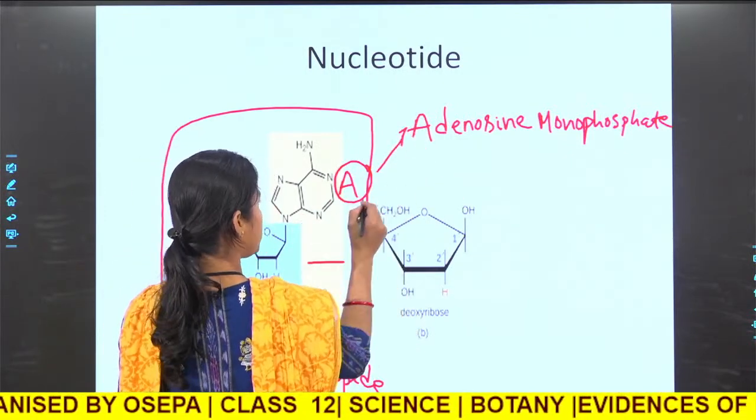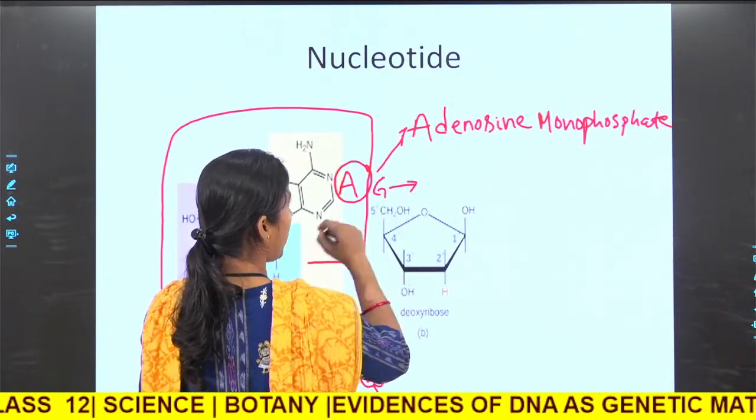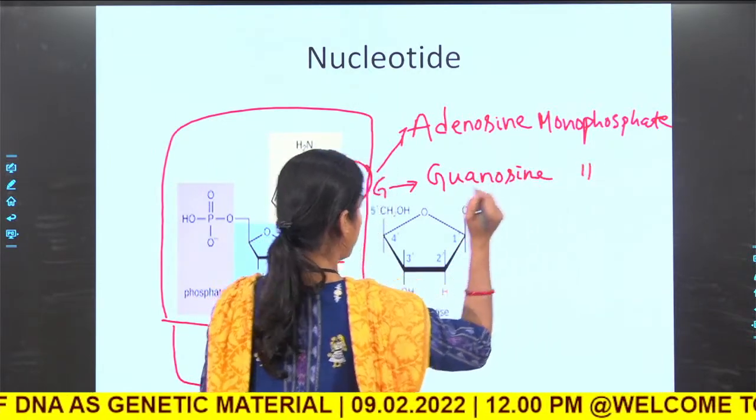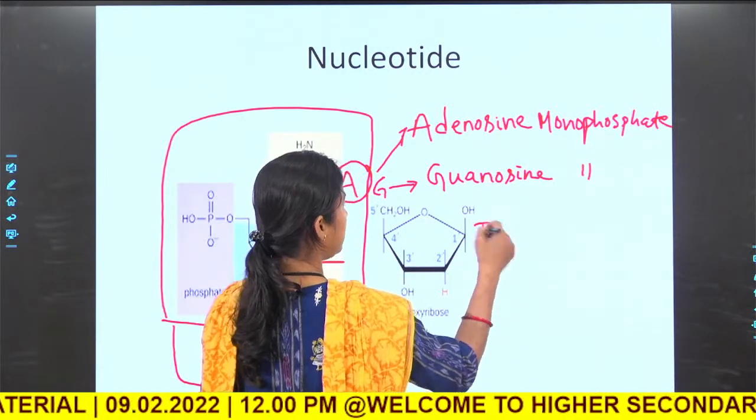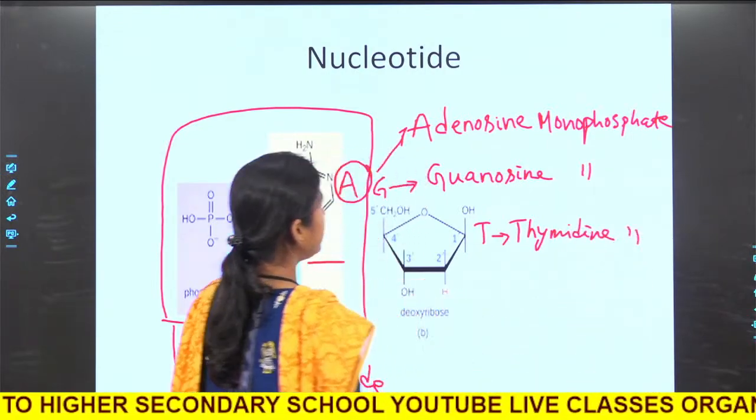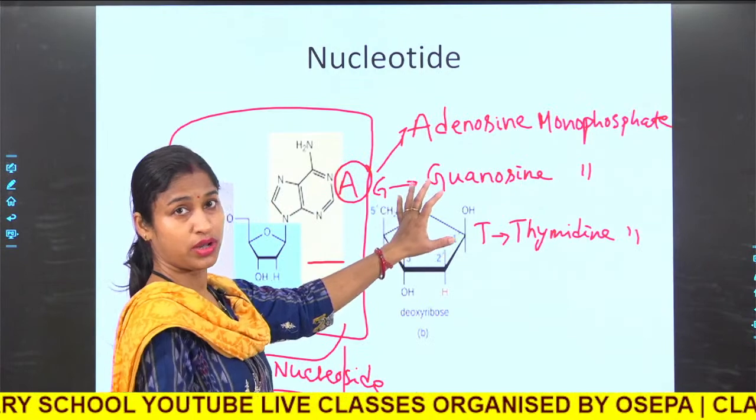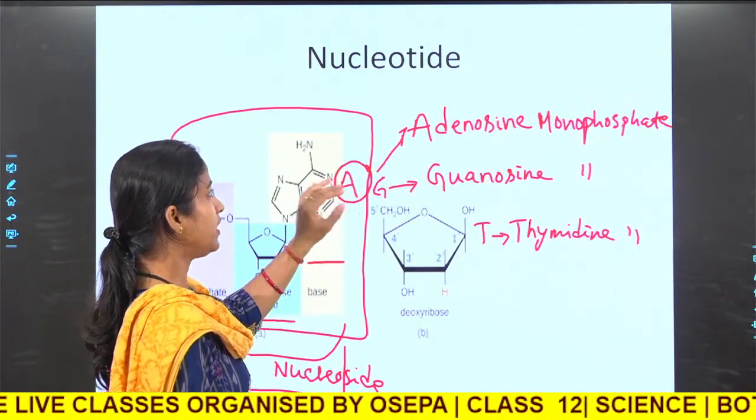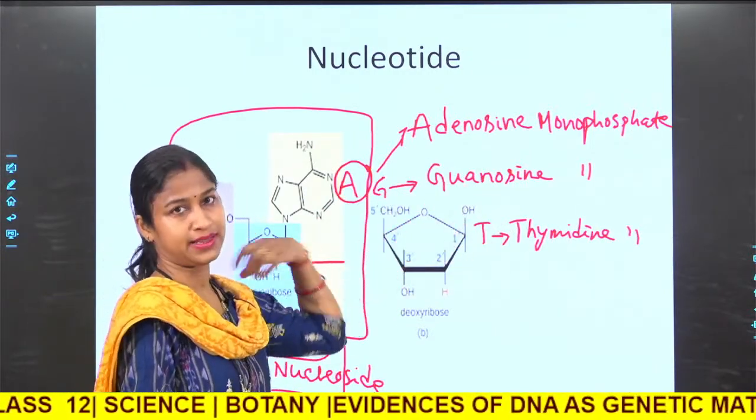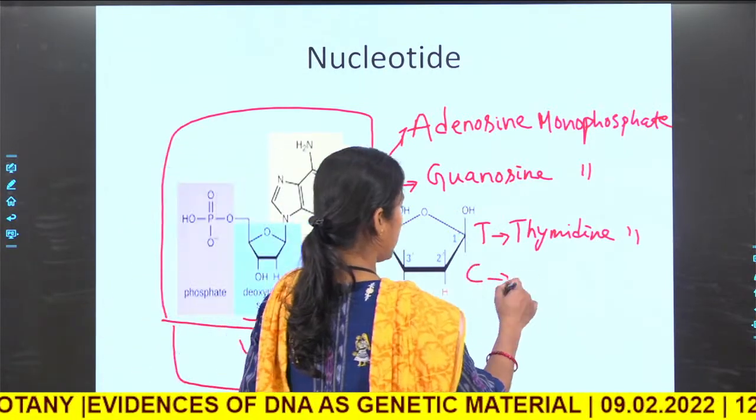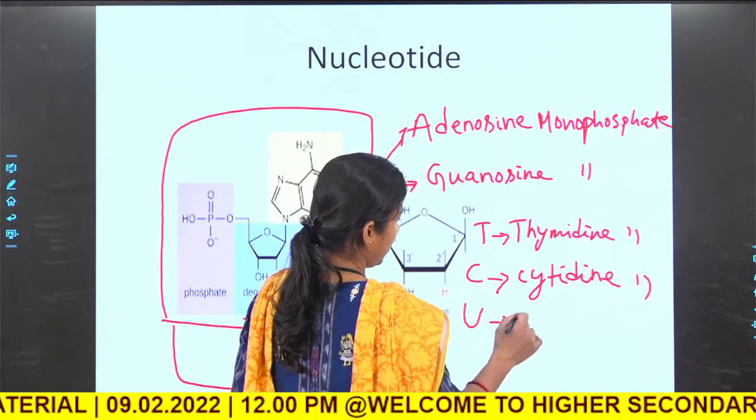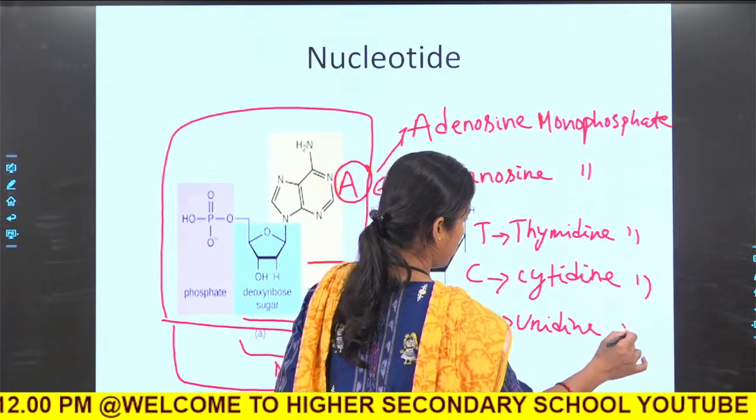Now, let us suppose here there would be a G. When it is a guanine, this is called guanosine monophosphate. When there is a T base here, this is called thymidine monophosphate. Now, these are for ribose sugar. For deoxyribose sugar, this is something like deoxyadenosine monophosphate and deoxyguanosine monophosphate, like that. When there is a C, it is called cytidine monophosphate. If it is a U, it is called uridine monophosphate.